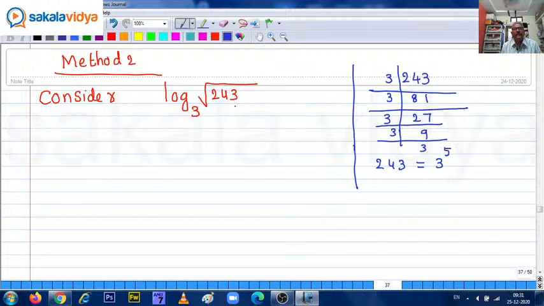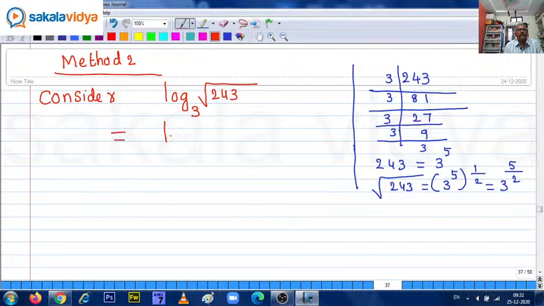But we need the square root of 243. That means 3 to the power of 5 whole to the power of half. This is 3 raised to the power of 5 by 2. So now let us replace here. This equals log 3 to the power of 5 by 2 to the base 3.